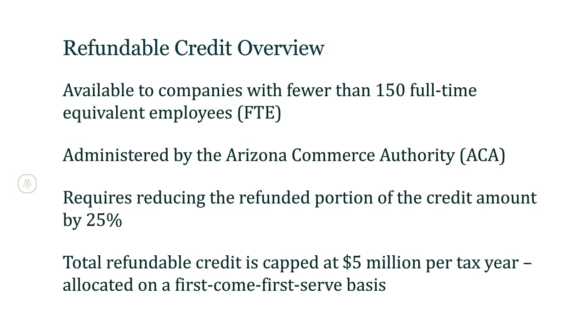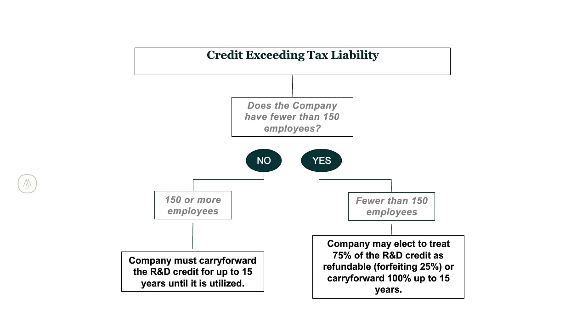So this chart here just shows what your options are if your credit exceeds your tax liability. The first thing you're going to want to ask is: does your company have fewer than 150 full-time equivalent employees? If the answer is no, then your only option is to carry that excess credit forward for up to 15 years.